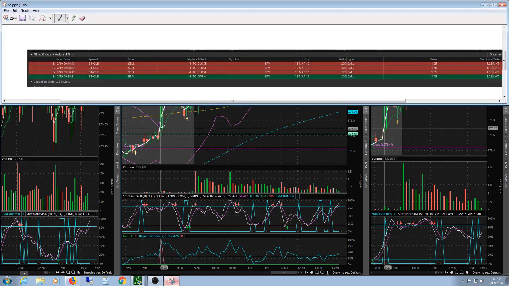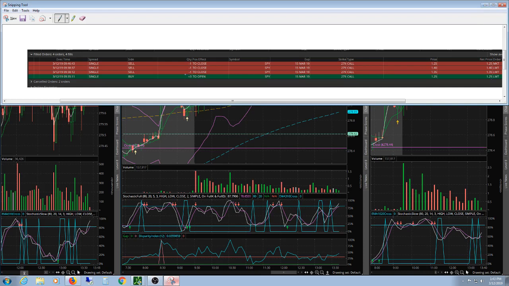So here's my entry. I entered at 9:35. I bought 3 March 15th 279 calls. The reason I went with 279s is because it's closer expiration, and I want to be a little bit closer to in the money. Otherwise, I think the 280 calls were trading at about 80 cents. It's a little bit too volatile for me. We still had some volume on the 279s, and we were trading right at 279. So I could have gone 279s or 280s. It was right on the borderline of being in the money or at the money. So I entered at 1.25.